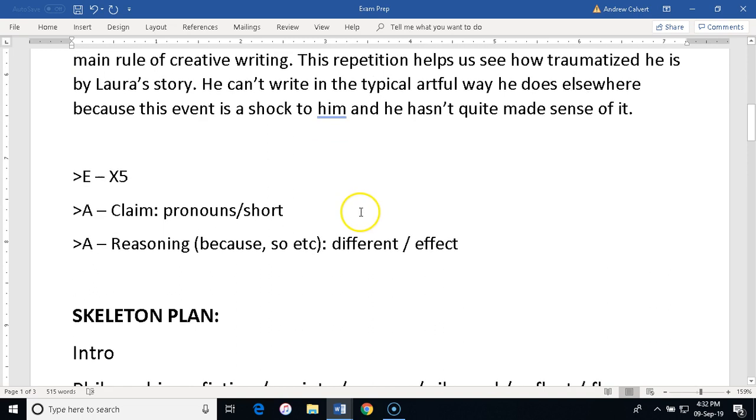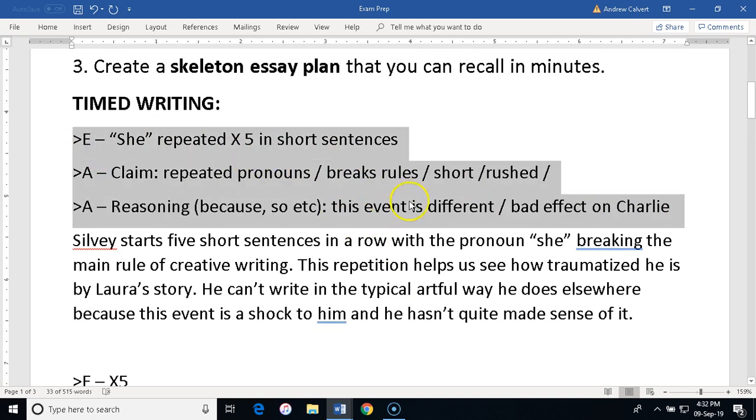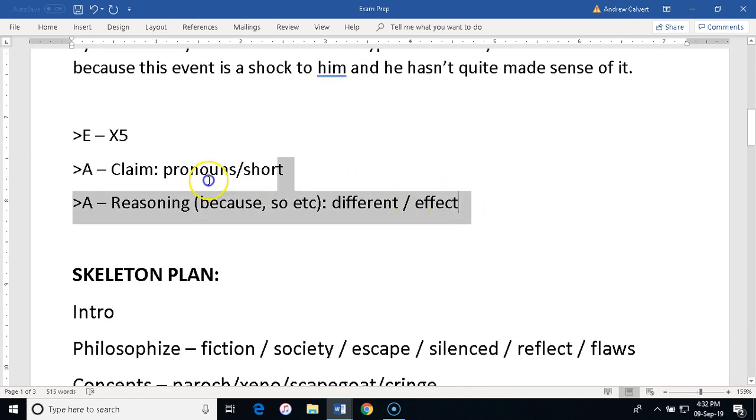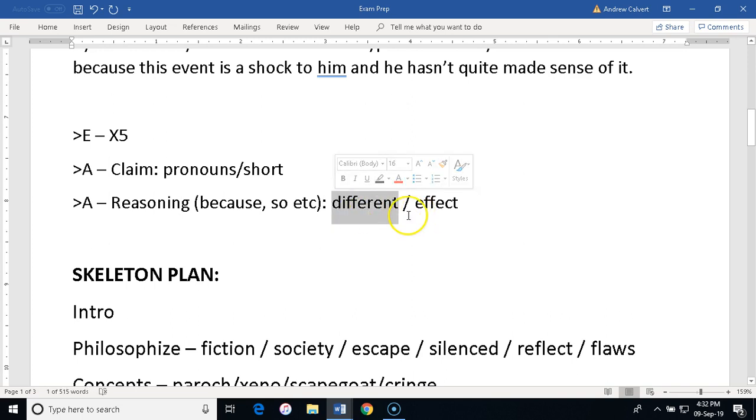And then as they go, they might take, say, all of these words, and they might reduce it down to just a few words, times 5. Sylvie does something 5 times in a row. What was that again? It was using the pronoun. Okay, what was the technique? Short sentences and pronouns. Why does this work? It showed that it's a very different scene for Charlie than what we've seen before. He really can't convey it very well, unlike other parts of the novel. It has a big effect on him.